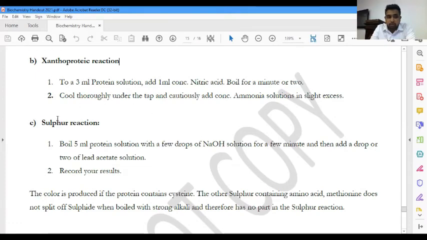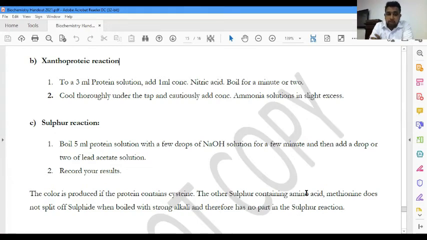Then in the sulfur reaction, what are the sulfur containing amino acids? You know that. What are the sulfur containing amino acids?